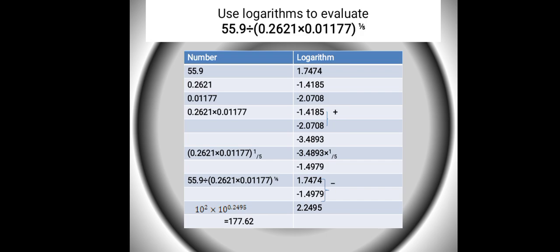Now we divide 55.9 by that product. It means we subtract the logarithm. So we subtract 1.4979 from 1.7474, and we get 2.2495. Taking the antilogarithm of that number, we get 177.62.